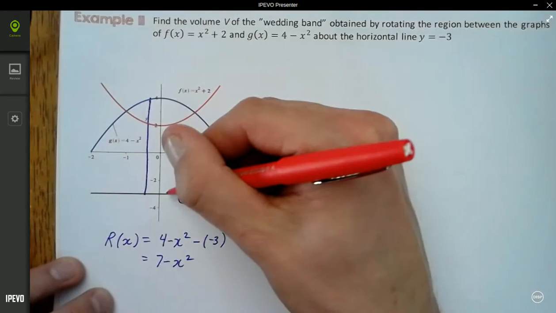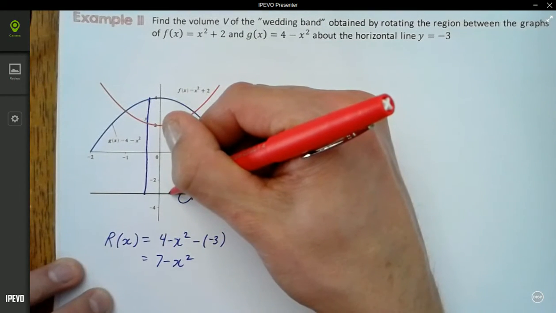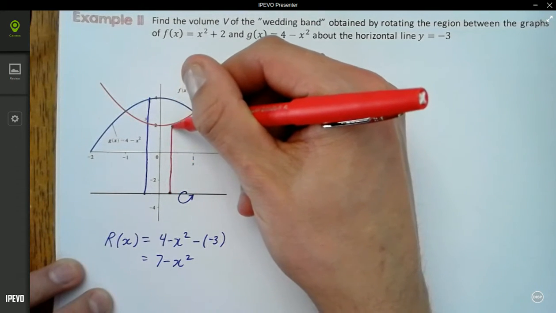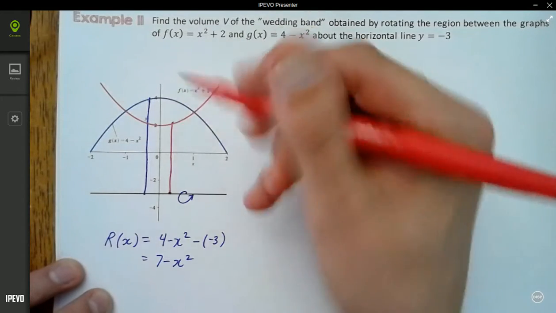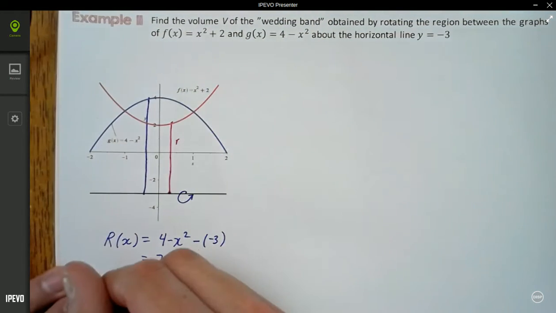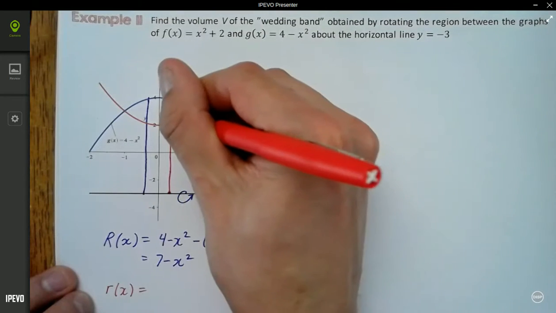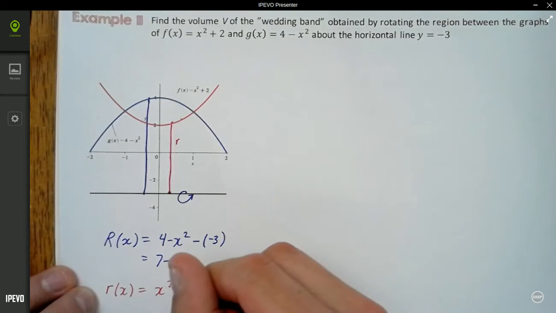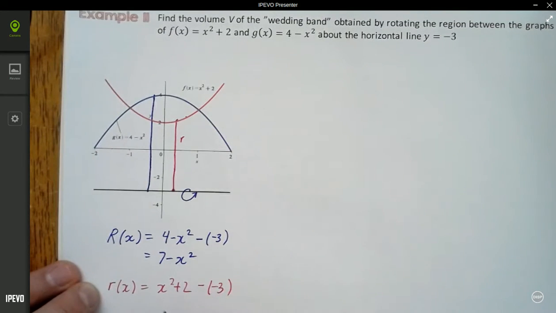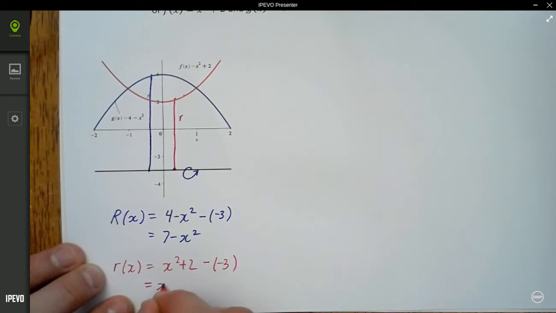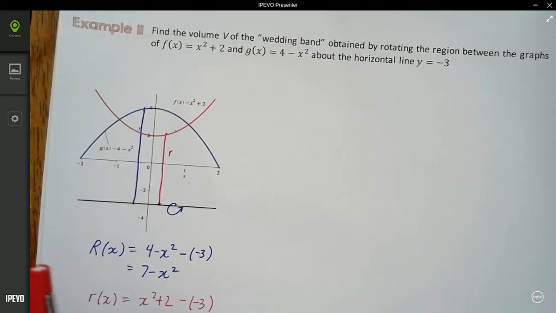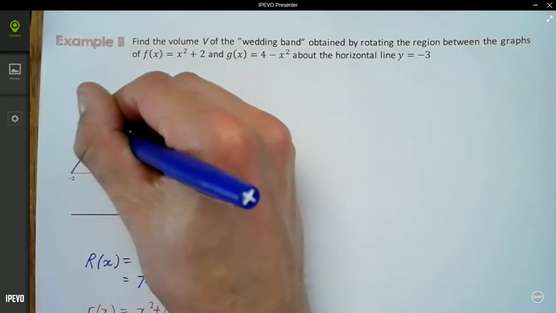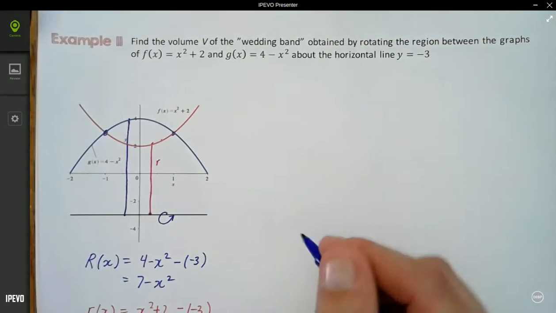Little r of x is if I draw a vertical line from the line I'm rotating about to the shorter of the two graphs, okay, that's little r. So little r of x is going to be that top function minus bottom. So top function is x squared plus 2. Bottom function is negative 3. So I get x squared plus 5. So I've got my little r of x and my big R of x. So here's my intersection point. So there's my lower and upper limit of integration.